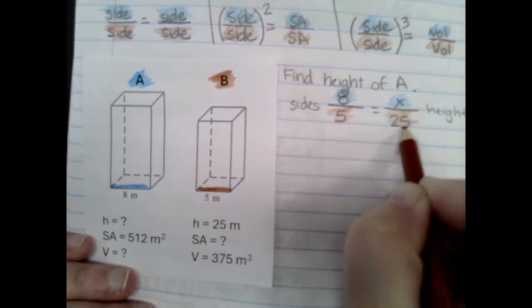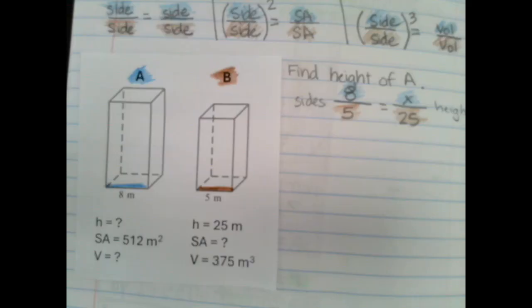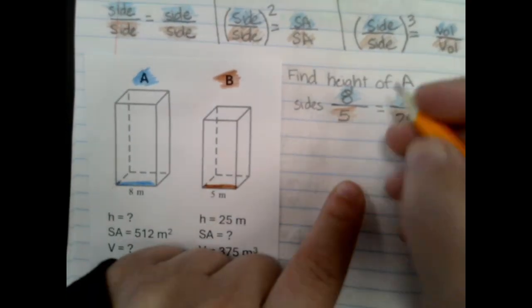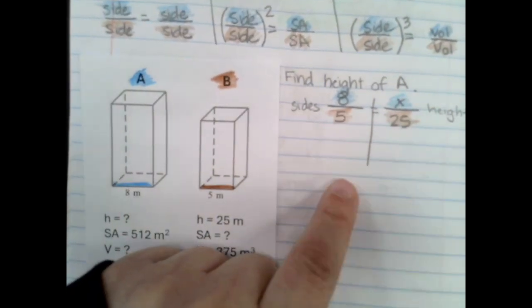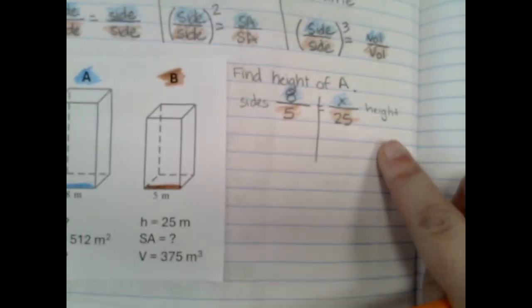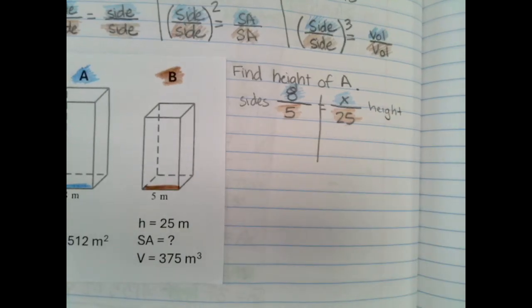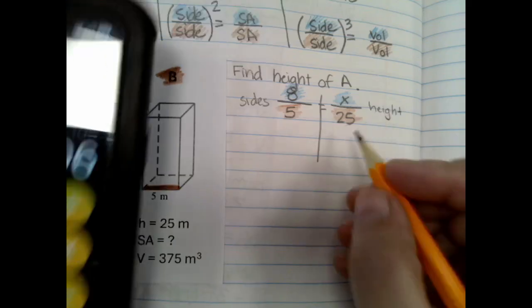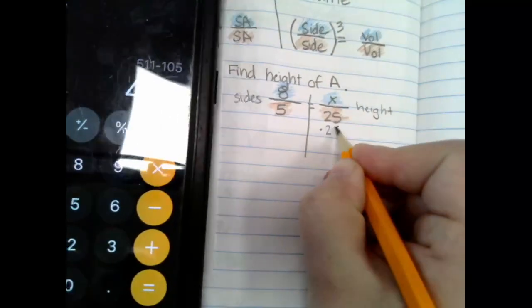Okay, and then our goal here is to solve for X. We could cross multiply, that's one way to do it. If you like to do it that way, that works just fine. I like to just think, to get X by itself, I just have to get rid of this dividing by 25. So how do we undo dividing by 25? Multiply by 25, both sides.